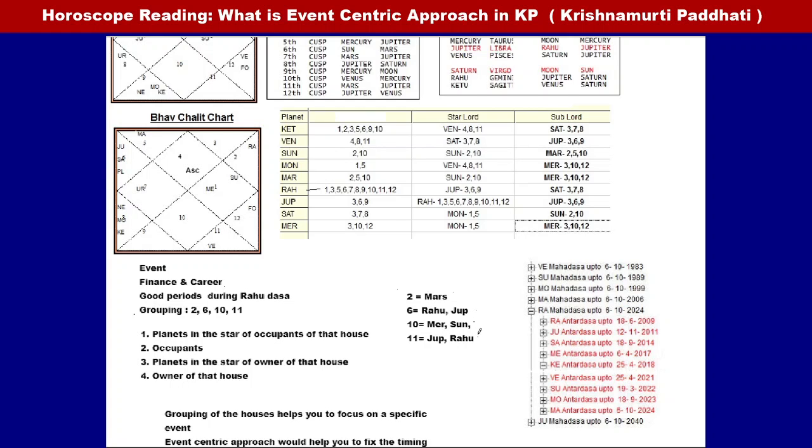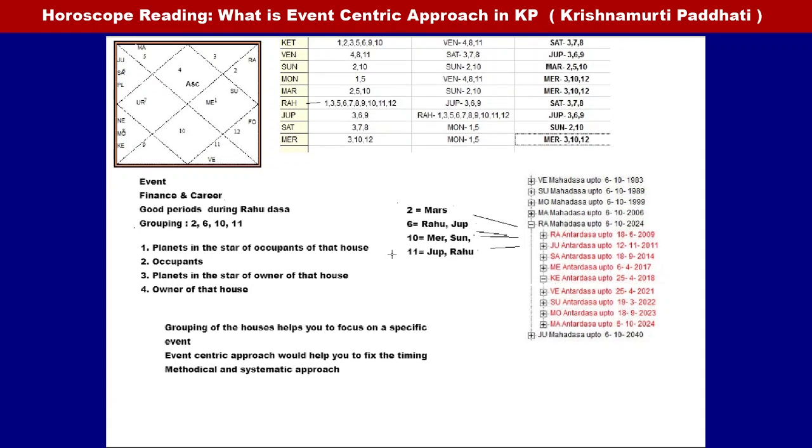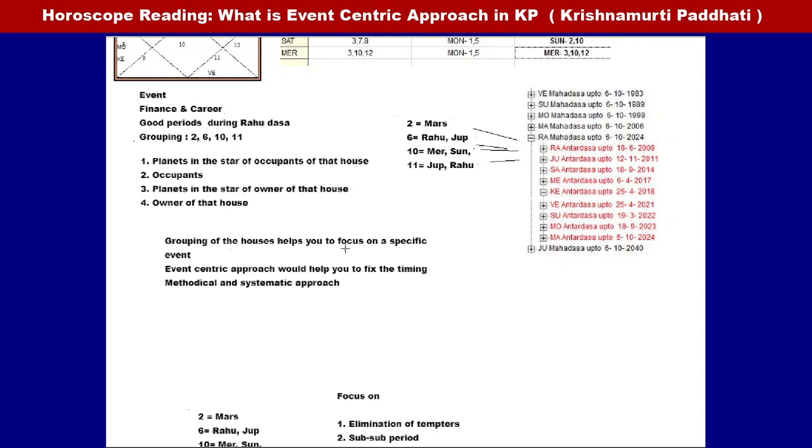Once you have the significators, you can relate them to the dasha period. And this is how you can write a prediction that during the Rahu period and during these particular bhuktis, a person might see a jump in his or her finance and career. So let me once again repeat. Grouping of the houses helps you to focus on a specific event. An event-centric approach helps you to fix the timing. So this is going to make you methodical and systematic. I give you a very systematic approach.